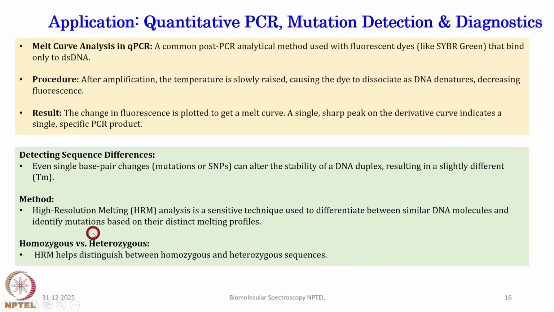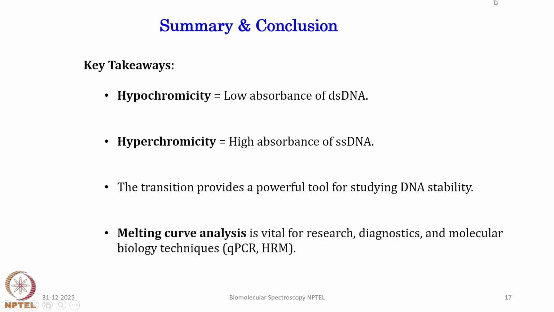And then high resolution melting analysis is a very sensitive technique to differentiate similar kinds of DNA molecules or identify any mutation if there is a distinct melting profile. And finally, homozygous versus heterozygous. So, this HRM method, high resolution melting, distinguishes between homozygous or heterozygous sequences, right.